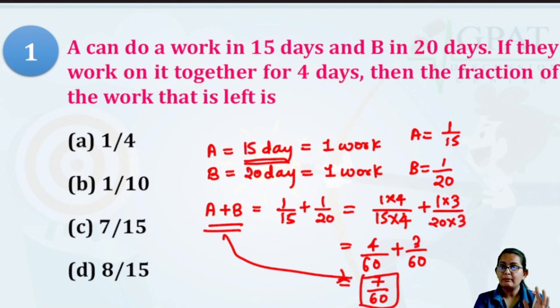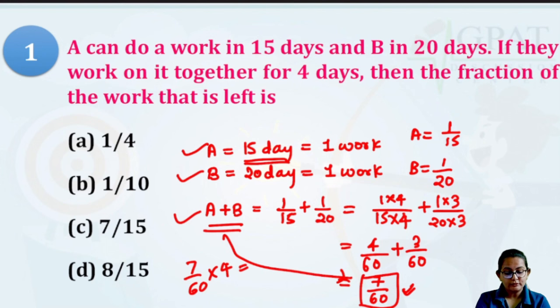So this was about the togetherness. Even individually we have seen, and even when they work together, they will work in this particular ratio. Now you have to further solve it, like they work for 4 days. So in 4 days, it would be 7 by 60 into 4. Okay, then you will get that particular answer. And after that, what you have to find? If suppose the whole work is one work, you will get this answer here, 7 by 15. 7 by 15 will be your answer.